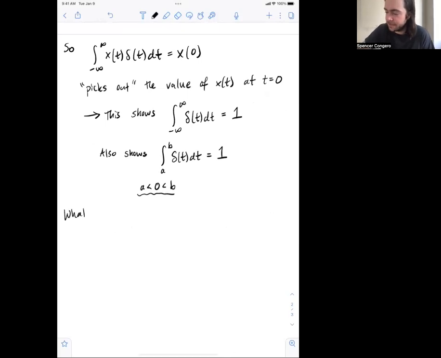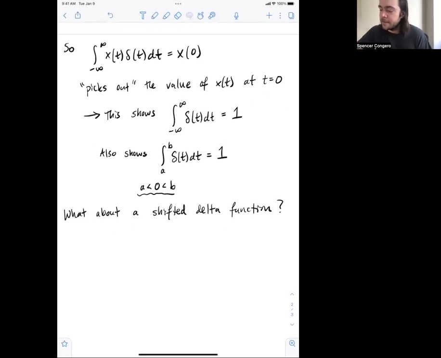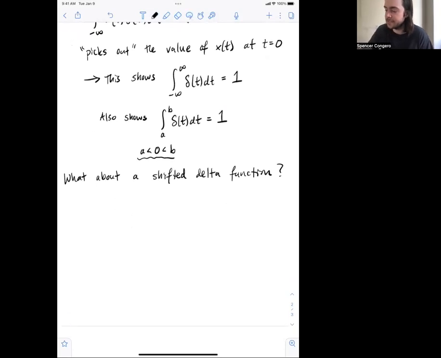Now, what about a shifted delta function? Okay, what happens then? What about a shifted delta function? Well, let's see. So we're going to integrate from negative infinity to infinity, x of t, delta of t minus some amount t naught, some shifted delta.